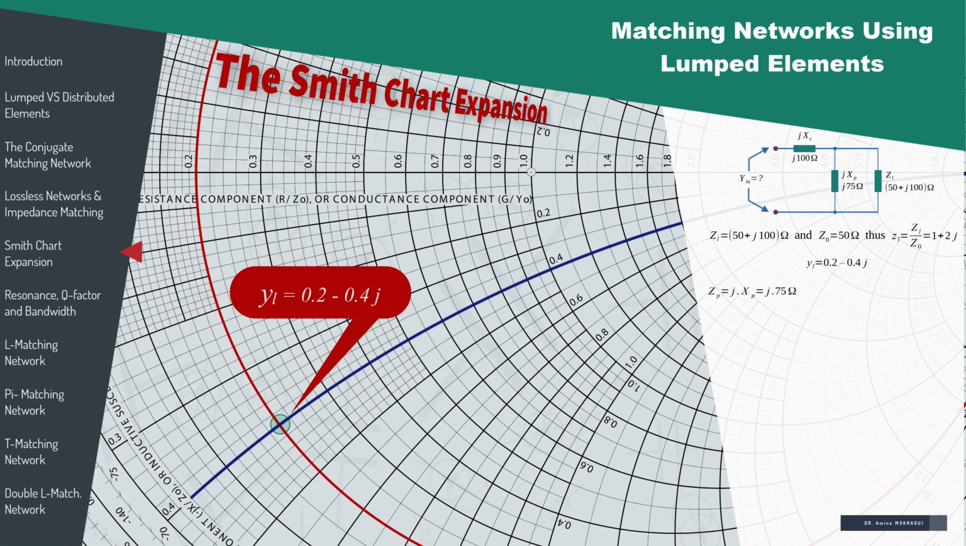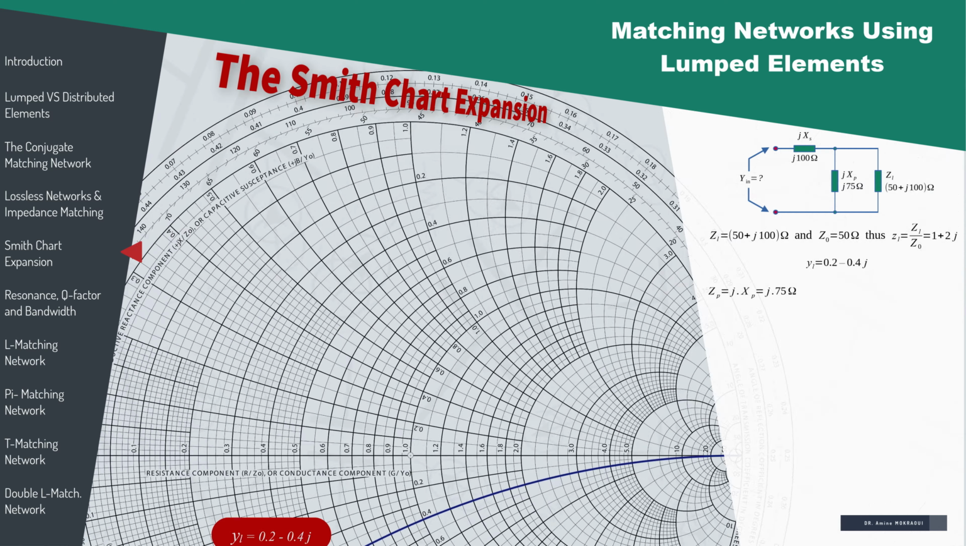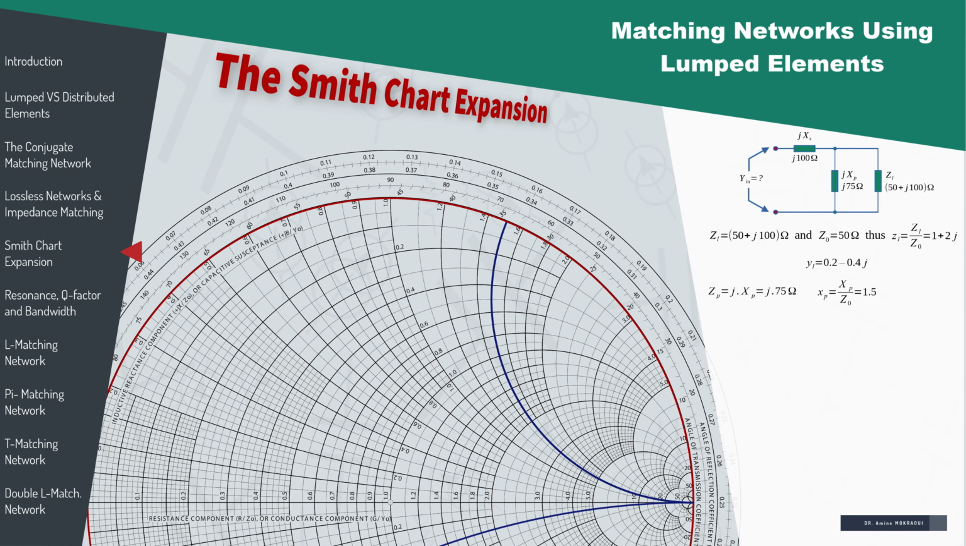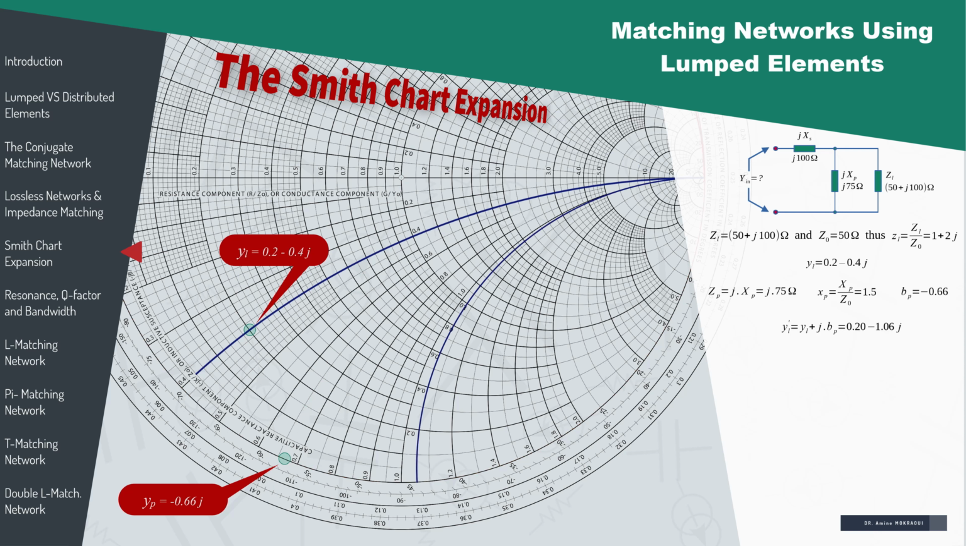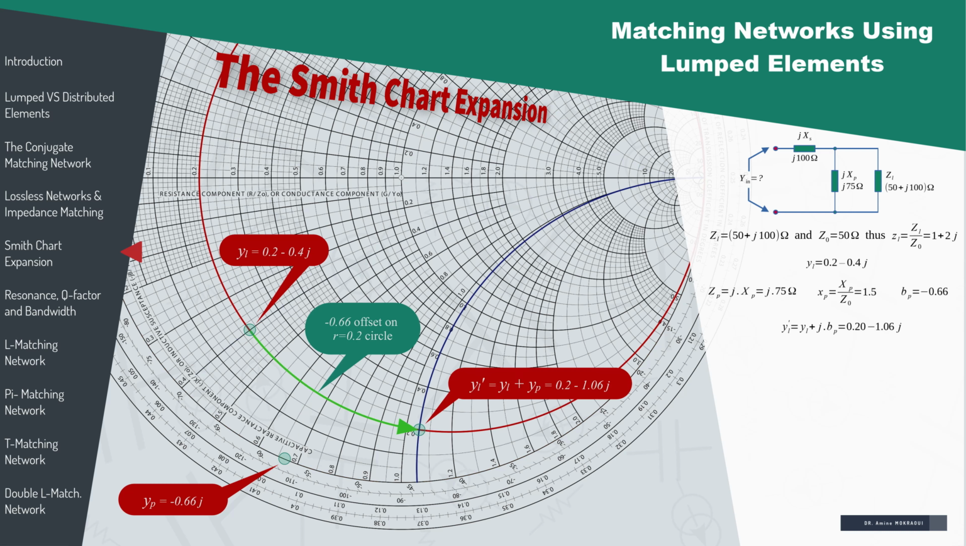Starting from ZP equals j75 ohm, we normalize the reactance. We get the lowercase xp equals uppercase Xp over Z0, which is equal to 1.5. Thus, reduced susceptance bp is equal to minus 0.66. Now, because of the parallel admittance association, we compute the sum and get y'(L) equals yL plus jbp, which is equal to 0.2 minus 1.06j.